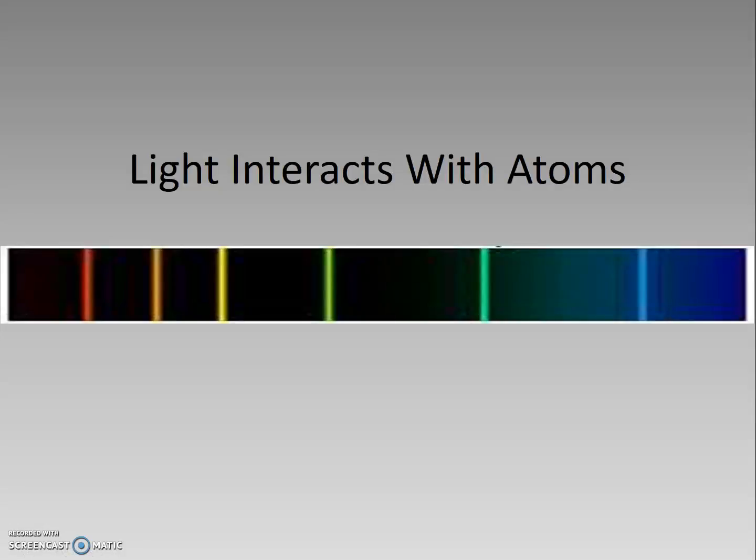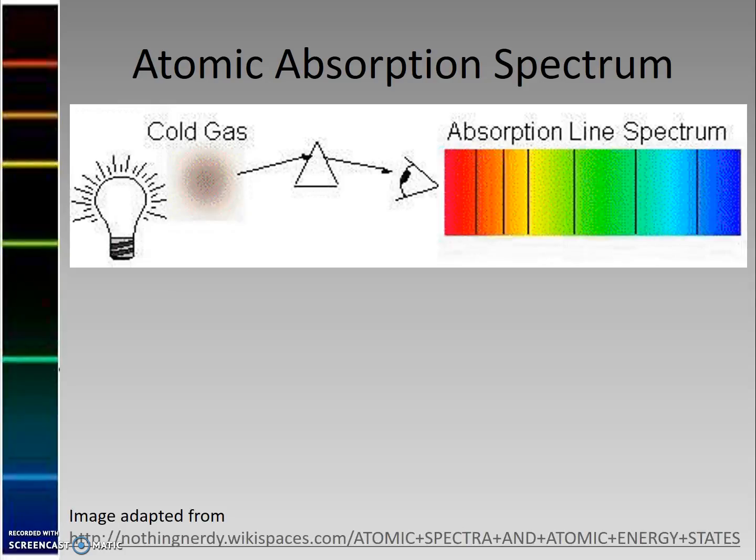In this video, we're going to cover how light interacts with atoms. And there are two ways that light can interact with atoms. The first way we call an absorption spectrum, which just means if I take a light source, a continuous light source, and I shine it through a cold gas, so that means that all of the atoms in the gas are in the lowest energy state, and then I disperse the light that comes out and I collect it, what I see is a smear of color with dark lines in it, right?